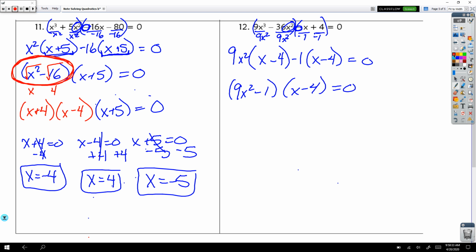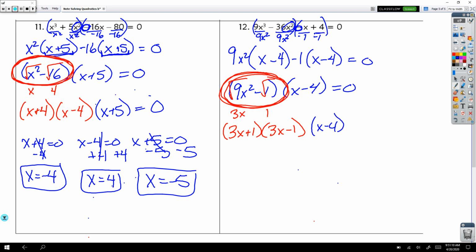Again, I'm left with a squared term here, so I still have a quadratic, so I still want to think about factoring. It's a binomial again, so either difference of squares or sum and difference of cubes. I look and see that I have 9x squared, all perfect squares, a minus sign, and 1. 1 is a perfect square, right? 1 times 1 is 1. So if I square root everything, that would leave me with 3x and 1. So I would have 3x plus 1, 3x minus 1, and the x minus 4 from earlier.